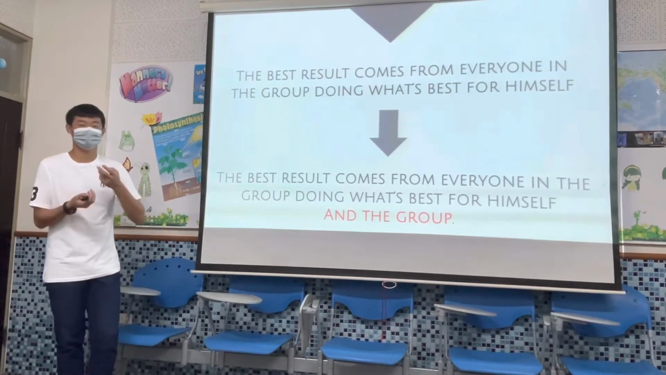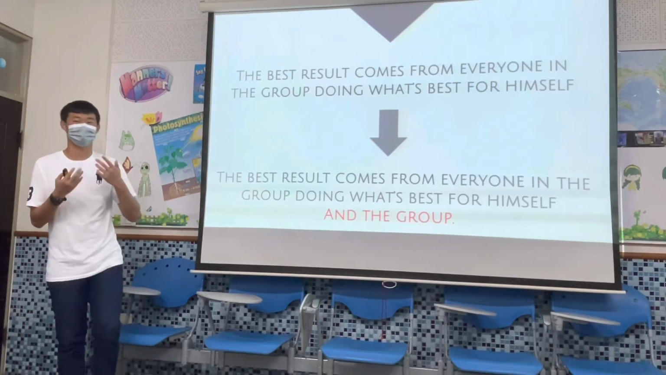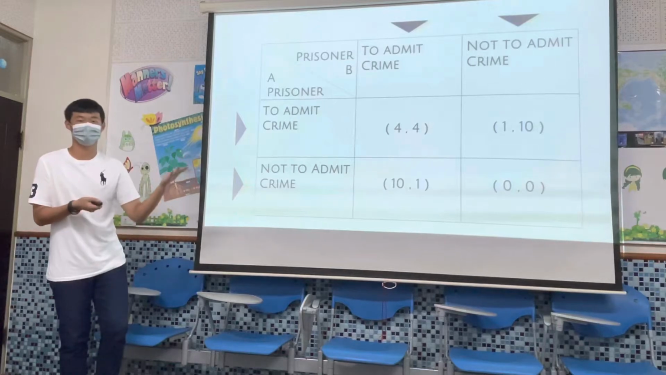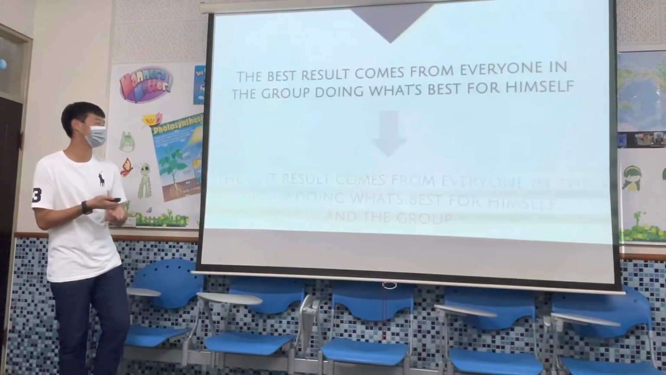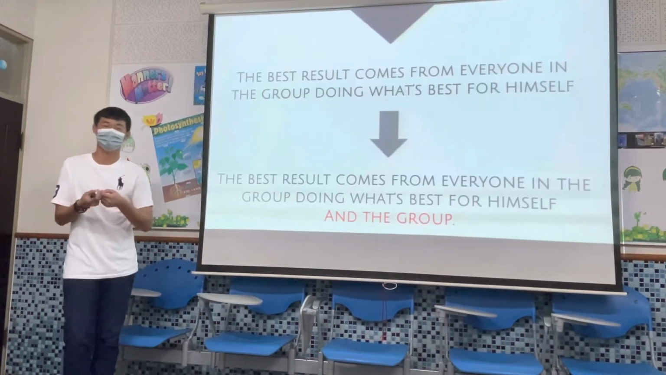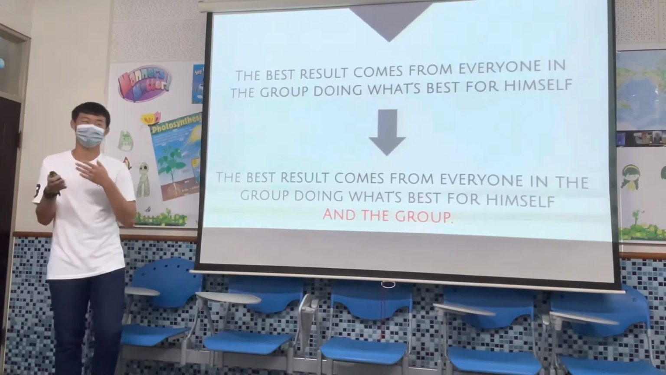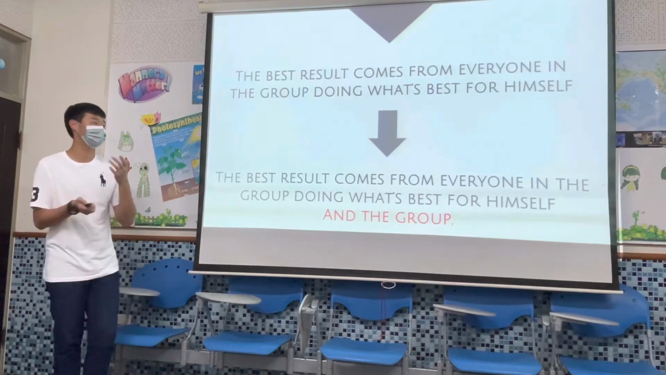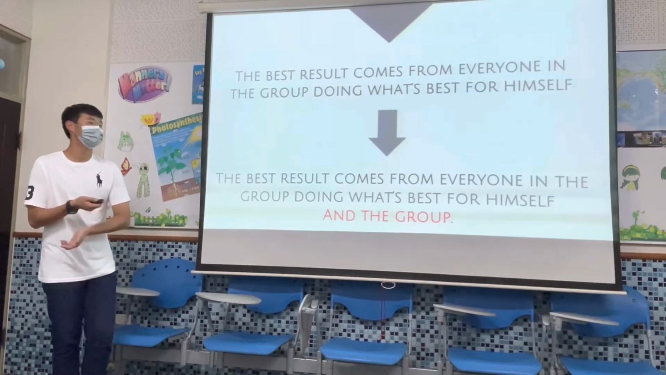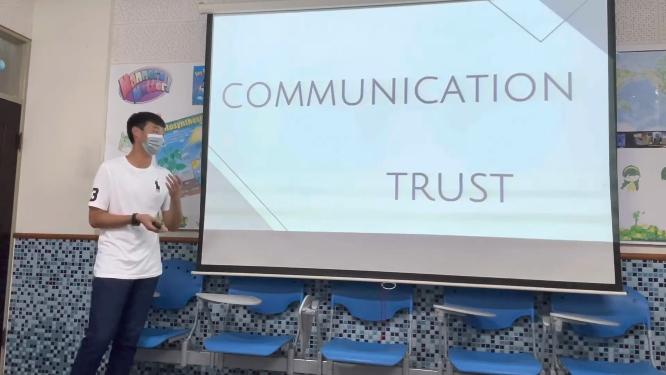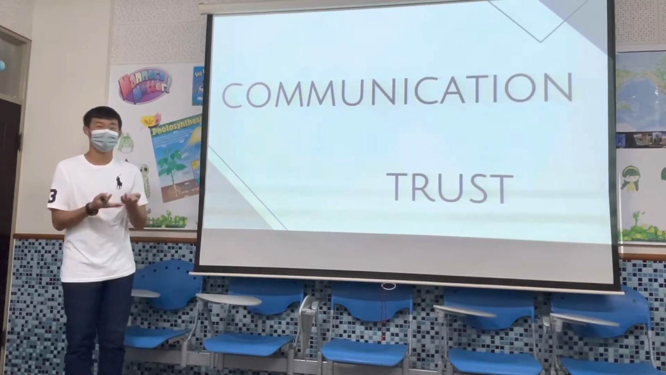If they did the best for their group, they would not need to go to jail. But in this situation, they guess, and there is not enough trust between A and B, so they need to go to jail. So in order to solve this problem, communication and trust are required.